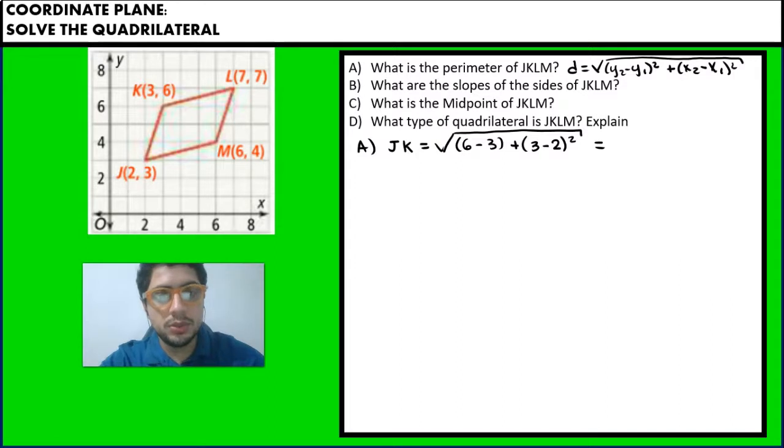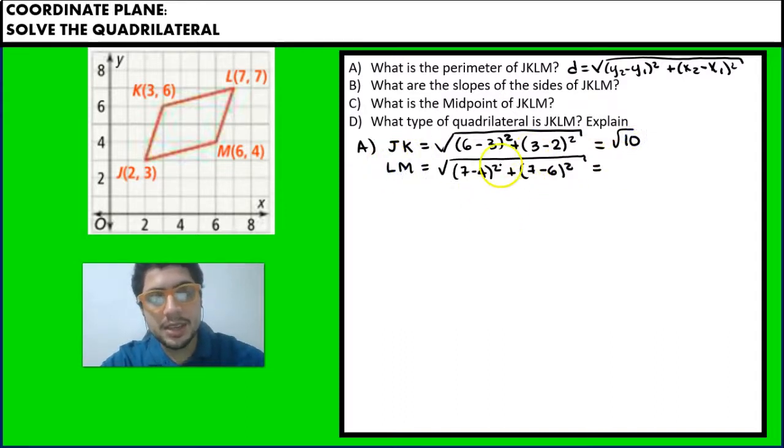So the square root of 6 minus 3 to the power of 2 is 3 to the power of 2, plus 1 to the power of 2. And that is going to give us the square root of 10. Now let's try with LM. Now as you guys can see, we have y2 7 minus y1 4 to the power of 2, and x2 minus x1 to the power of 2. And in this case, that is going to also give us the square root of 10.